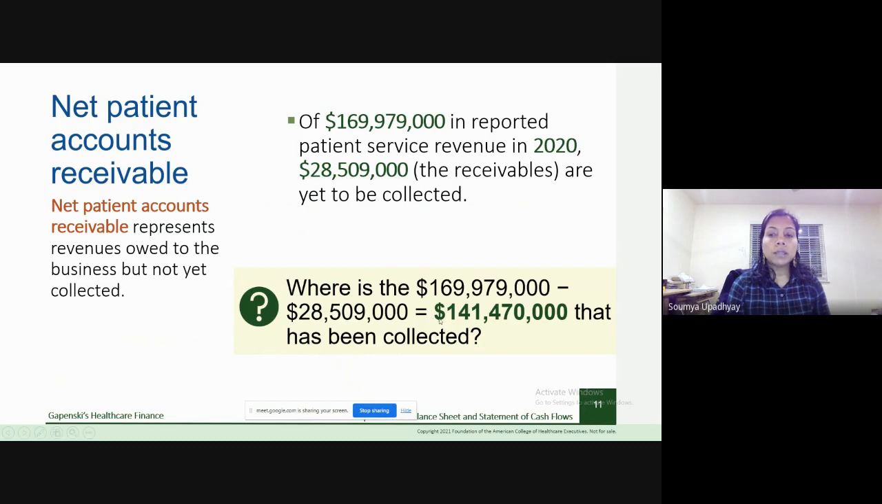So where is this money that has been collected? Let's say the $169 million that was reported in patient service revenue in 2020 on the income statement, and then there are some receivables that are yet to be collected. So there is the difference, $141 million, that has been collected. Where do you think it is reported?